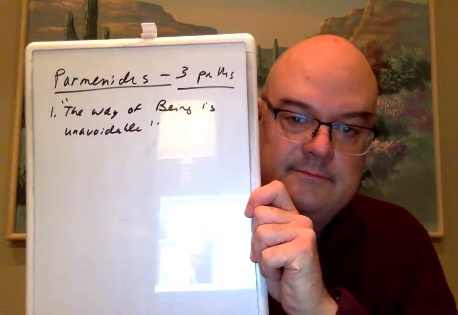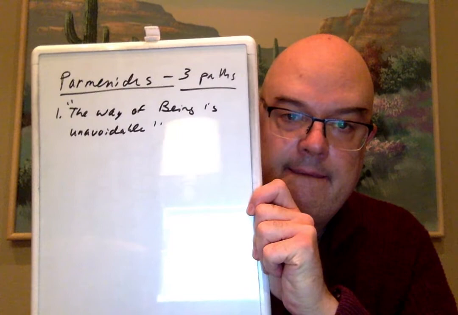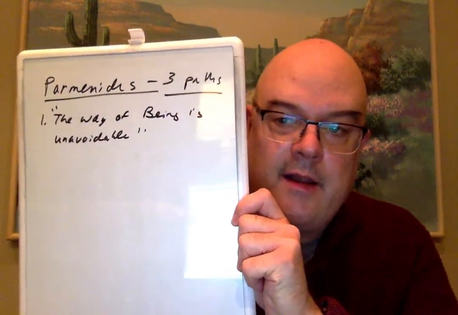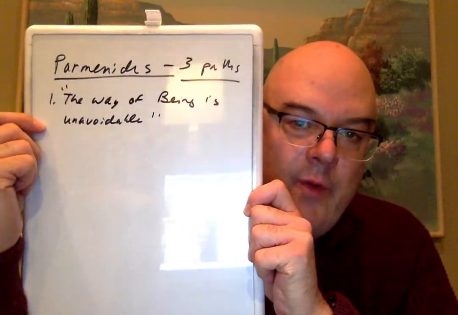For Heidegger, Parmenides further saw that the way to being is unavoidable, the way to nothing is inaccessible, and the way to seeming is always accessible and traveled, but it can be bypassed. So let's look at these three statements. The first statement is the way of being is unavoidable. What does that mean? This means that the way of being is unavoidable.